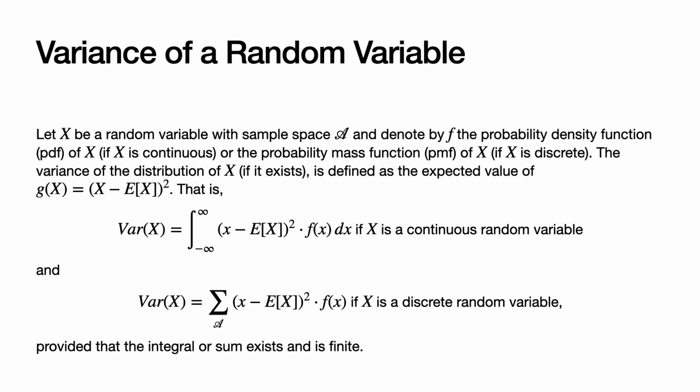That is, if X is a continuous random variable, then the variance of X is defined to be the integral over the real line of the product of the square of the difference between the random variable and its expected value with the PDF. If X is a discrete random variable, then the variance of X is defined to be the sum over the sample space script A of the square of the difference between the random variable and its expected value, or mean, with the PMF. And again, this is provided that the integral or sum exists and is finite.